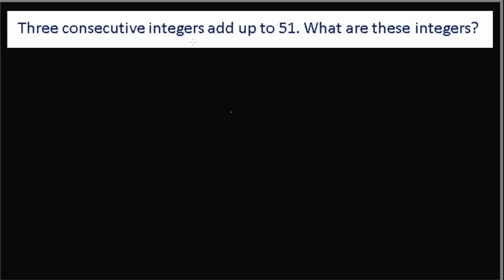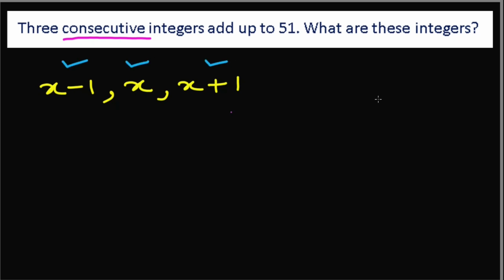The next word problem is: three consecutive integers add up to 51. What are these integers? Consecutive means coming one after the other. They differ by 1. So we assume these three consecutive integers as x minus 1, x, and x plus 1. These three integers differ by 1. Now, these three integers add up to 51. So we write x minus 1 plus x plus x plus 1 equals 51.